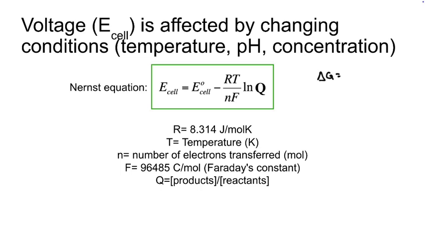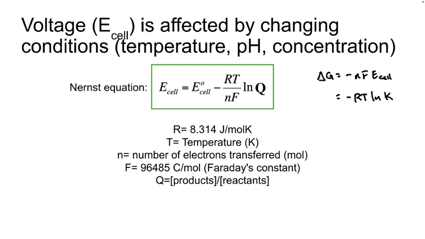We addressed delta G equals negative nF times our cell potential, right? Is delta G tied to K? Yes. How is delta G tied to K? Negative RT natural log of K. So if temperature is going to affect our equilibrium constant, that will also affect our cell potential.